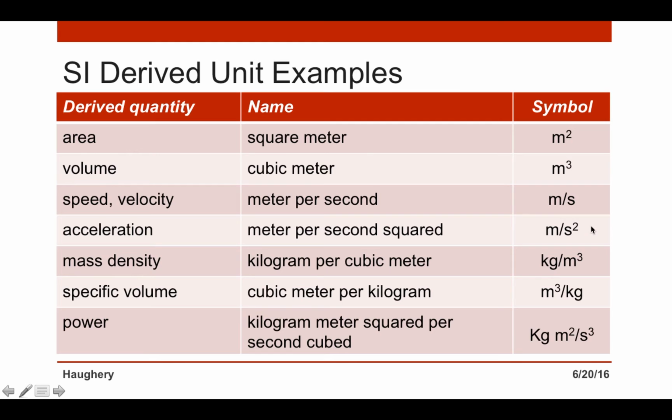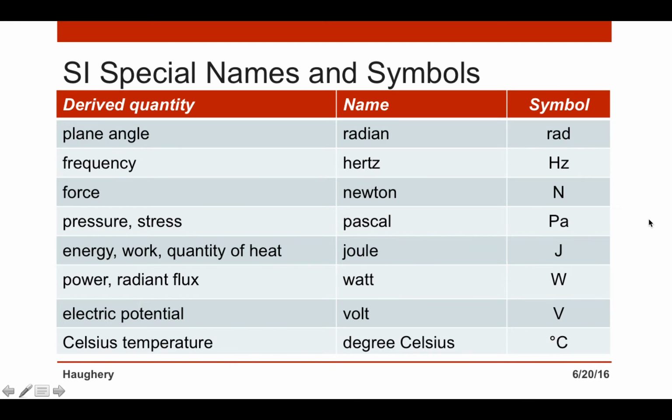So we see that all these are just mathematical combinations of two or more of the base units. And so we can start combining these base units to form derived units, right? Some other unique naming terminologies in the SI system are frequency or hertz, force, newtons, energy, work, quantity of heat, joules, right?